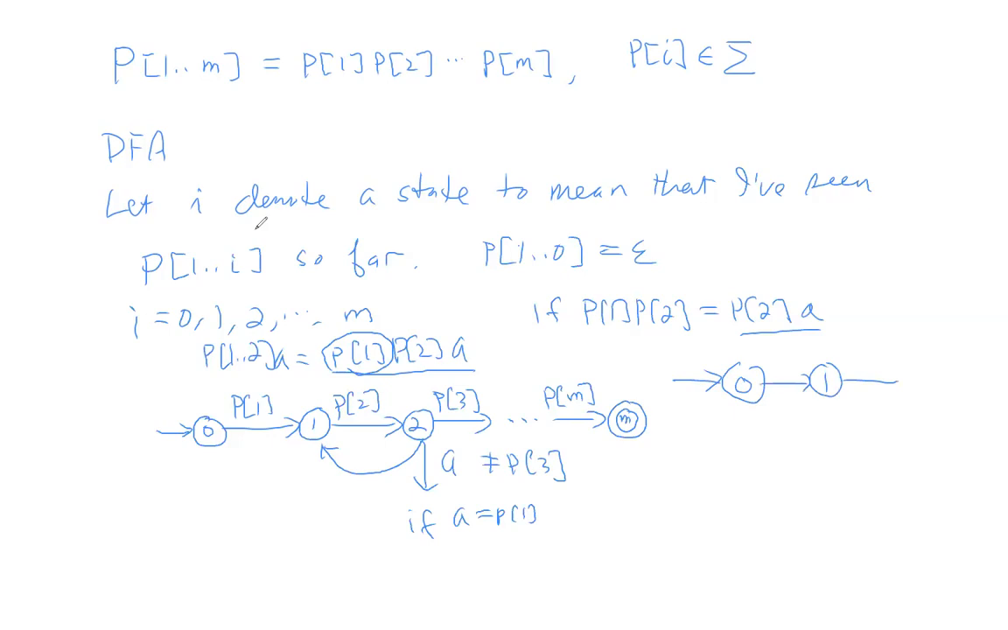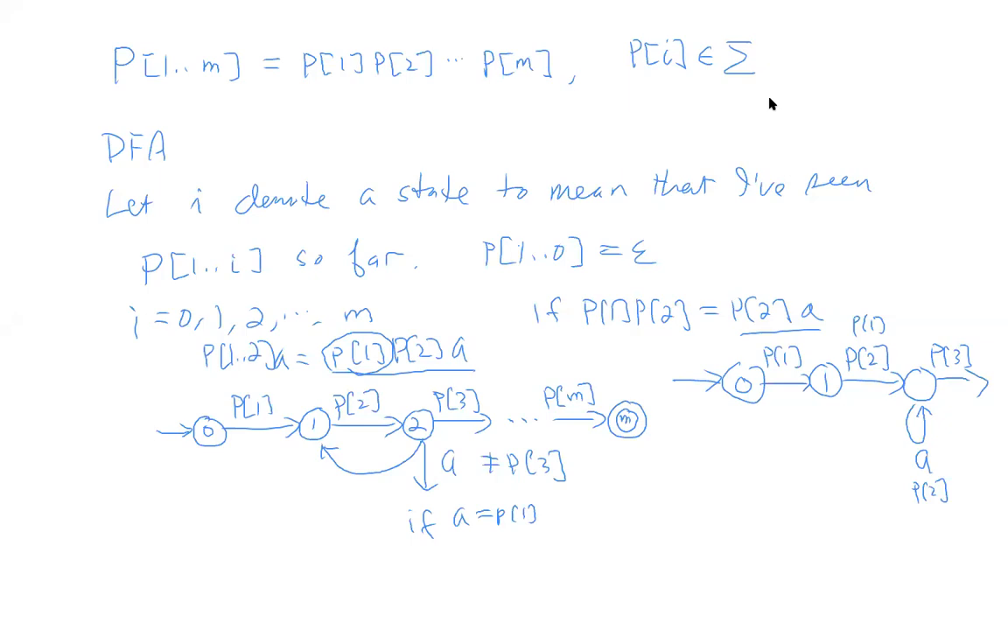So A is not equal to P3, but P2A is P1, P2. That means that since I have read P2A, this is really just P1 and it's just P2. So that means I could then just look at the other one. So this will be P3.